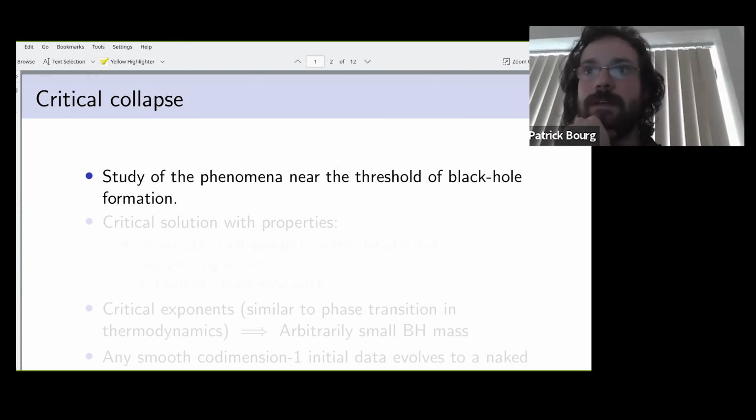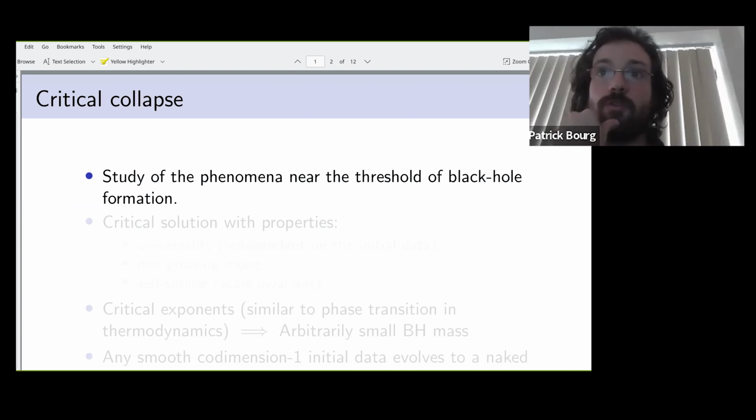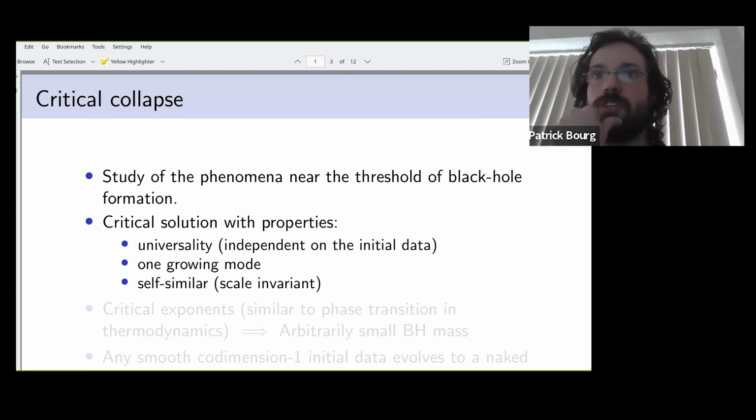results. So in critical collapse, if you were to ask me in one sentence what this is about, I would simply say the following. Critical collapse is the study of the phenomena, usually called critical phenomena, that happen at the threshold of black hole formation. And one of the main stars of critical phenomena, if you want, is something called a critical solution. One thing that's quite interesting about this critical solution is that it has several interesting properties.